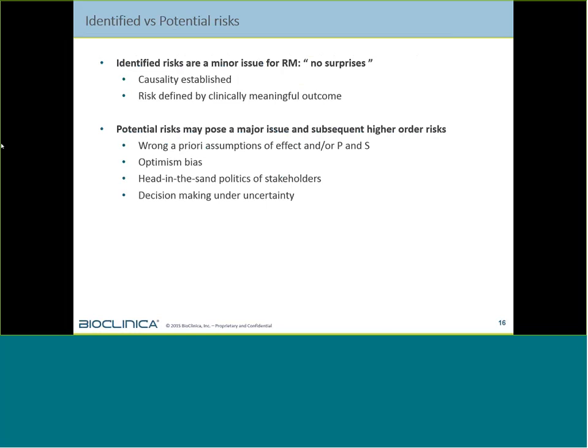If you look at the identified versus the potential risks, then in principle identified risks are a minor issue. Because there are no surprises, there is a clear causality. The risk can be defined by a clinically meaningful outcome, and you can prevent it by telling the patient, telling the doctor, in your educational materials, or just in the label, which patients should not get this, and if they get it, what they should do. But in principle, there's no surprise. With potential risk, there could be surprises.